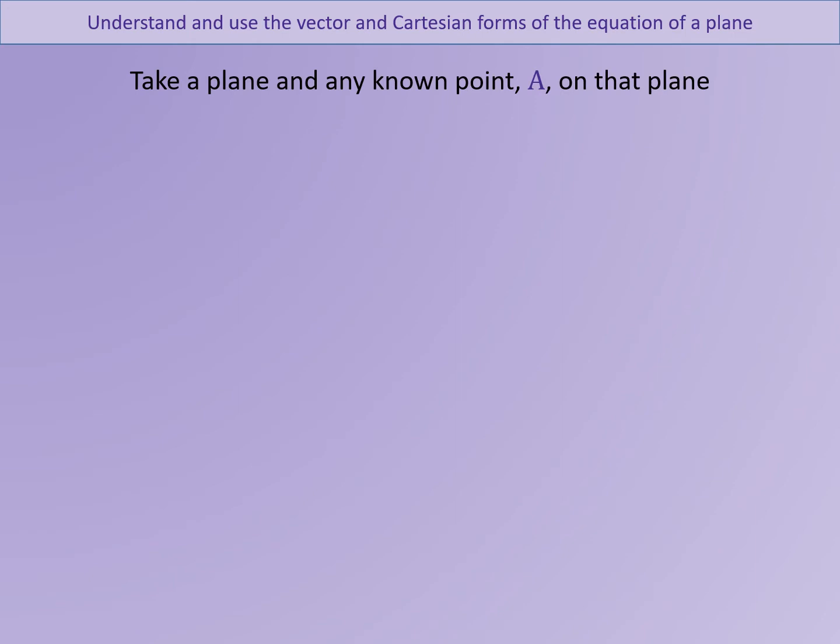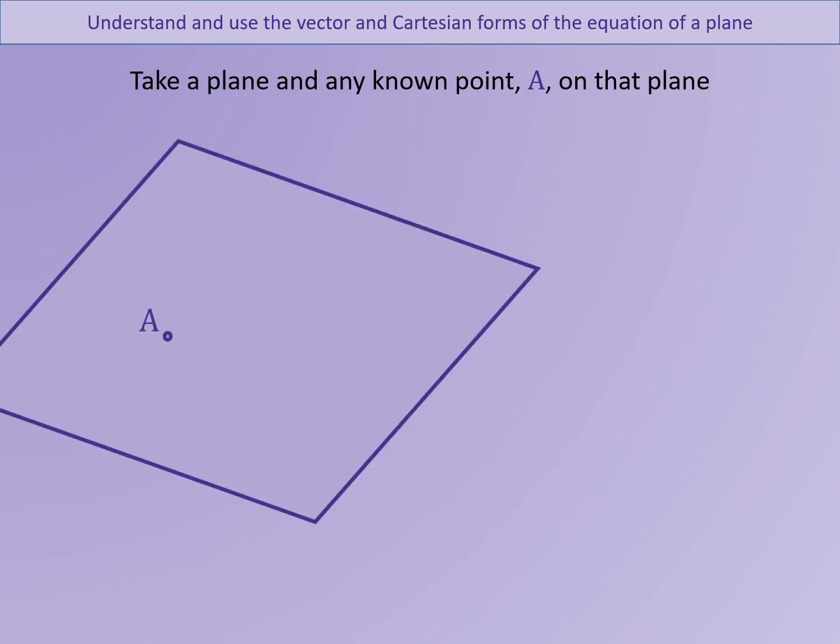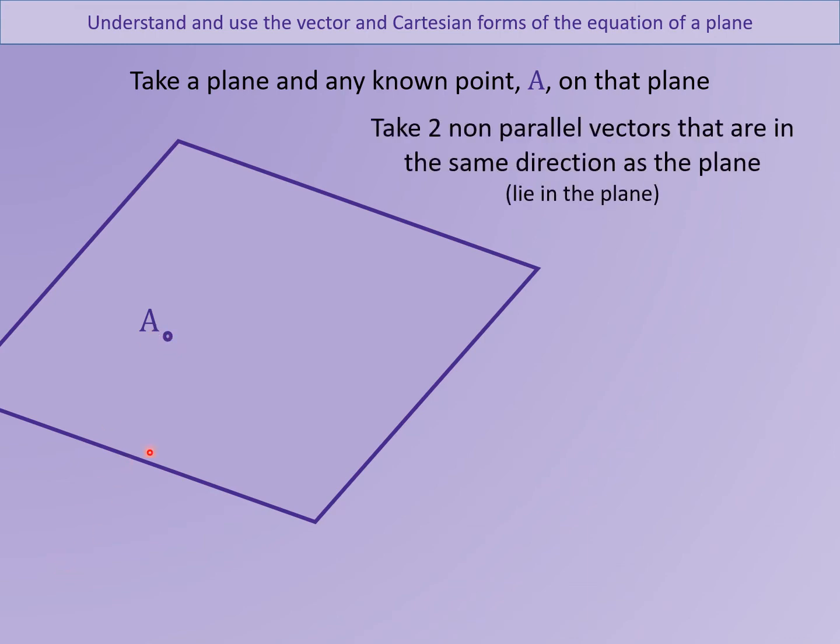Okay, so take a plane and any known point on that plane, same as before. So you might be thinking, isn't this just a recap or a repeat of what I did previously? Not quite. It's looking at an alternative form of another equation of a plane. So there you go, same idea. There's a known point on the plane. So I can put my next thing, take any two non-parallel vectors. Okay, so they're not allowed to pick two that are in the same direction as the plane. In other words, they lie on the plane.